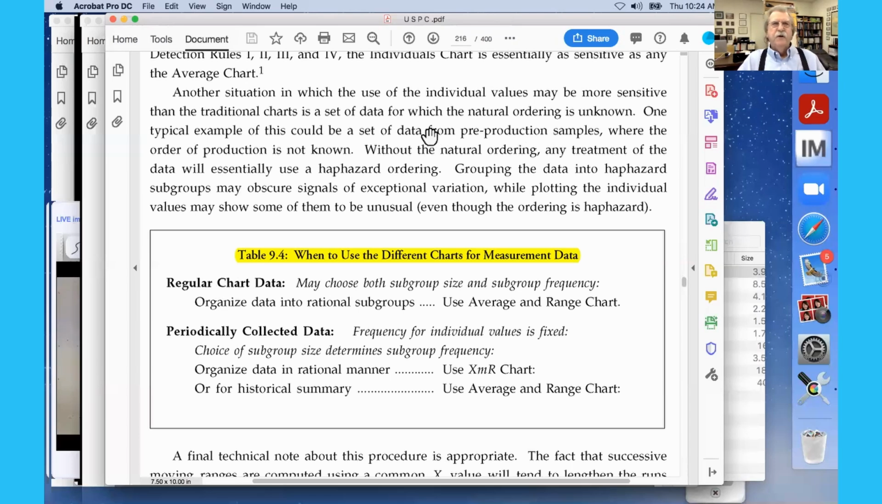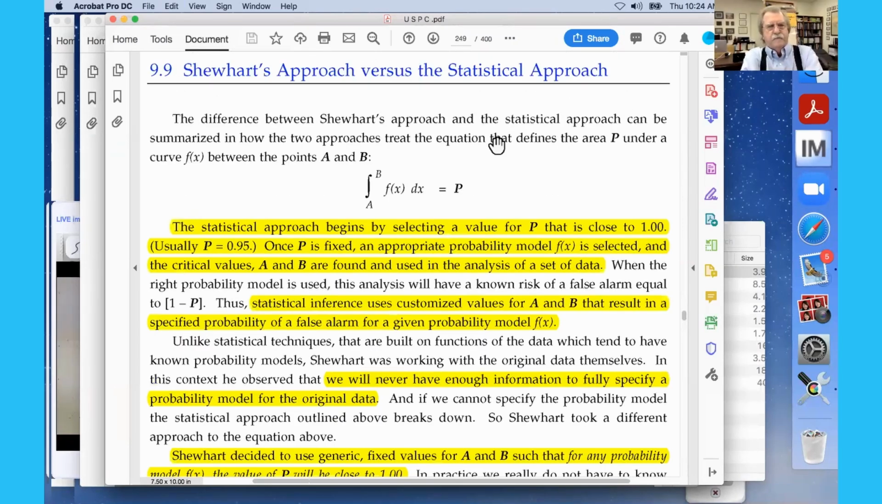That's going to be page 249 in Understanding SPC. The difference between Shewhart's approach and the approach we use in all other areas of statistics can be summarized by how they approach the equation that defines the area P under a curve f of x between the 2 points A and B. So the integral from A to B of f of x dx equals the area P.